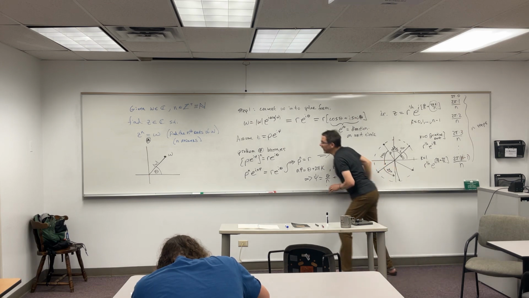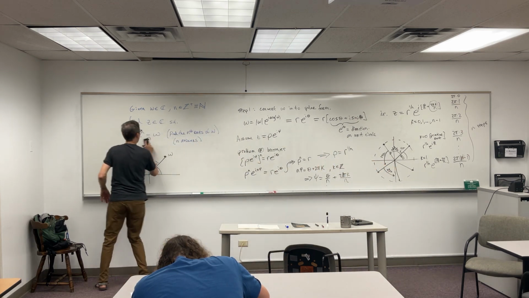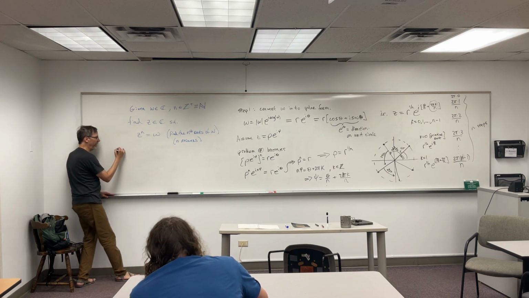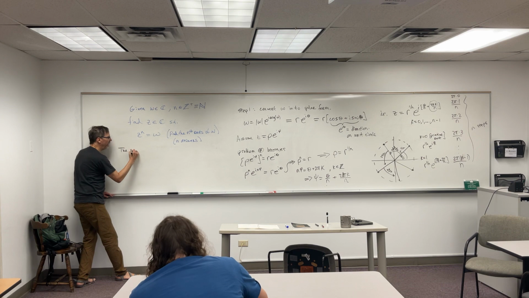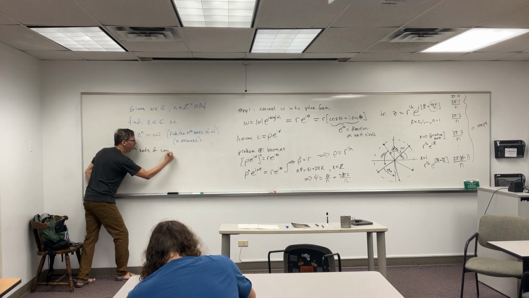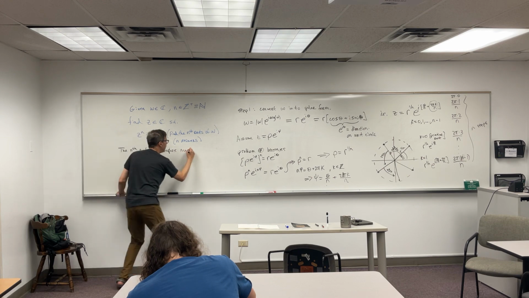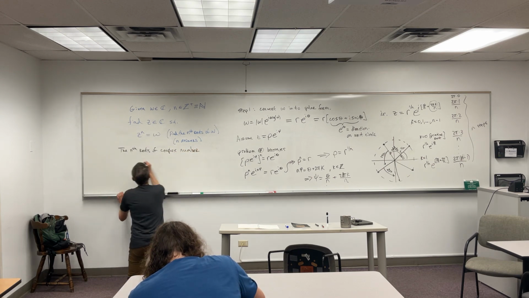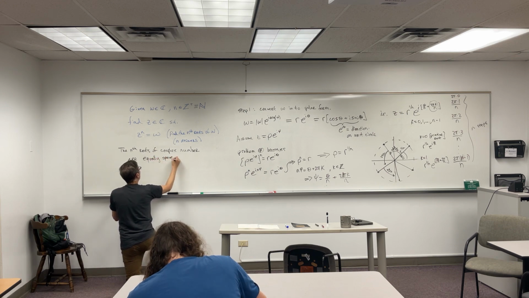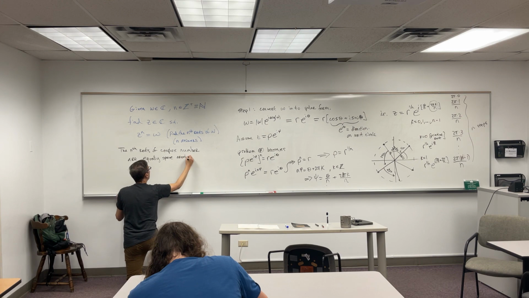So let me summarize that while you're writing that up over here. I'm going to write a little sentence that might help. So the nth roots of a complex number are equally spaced around 0.